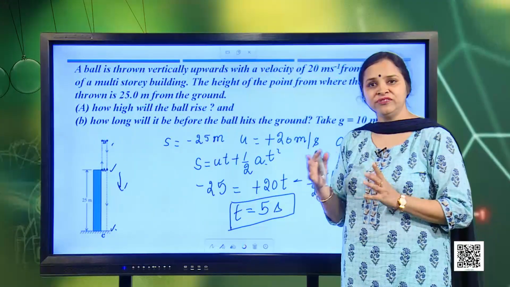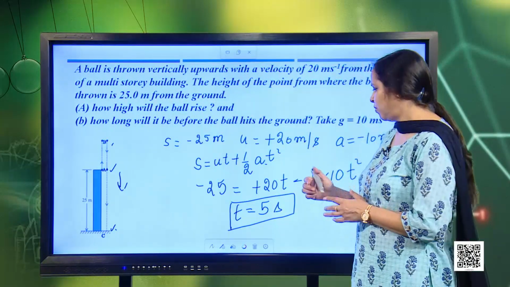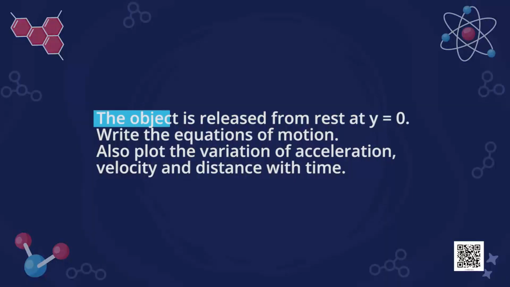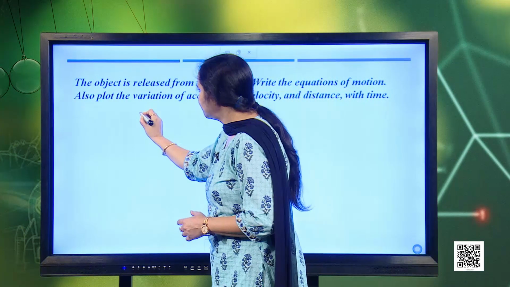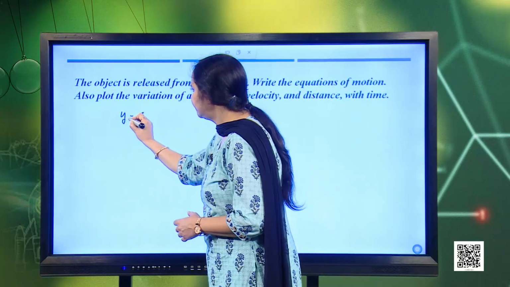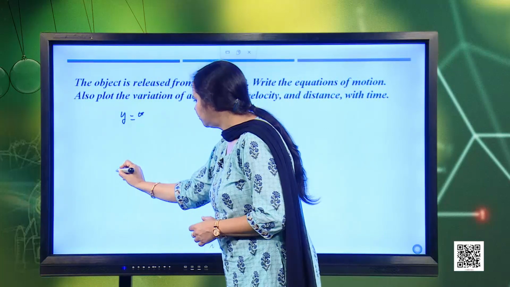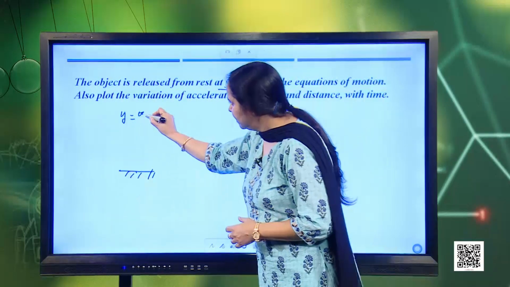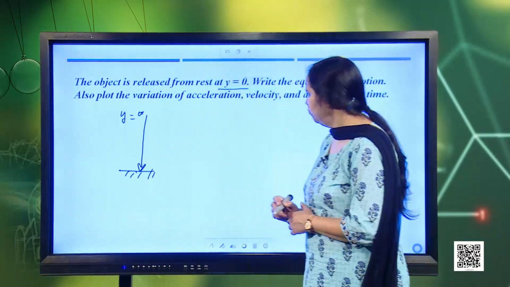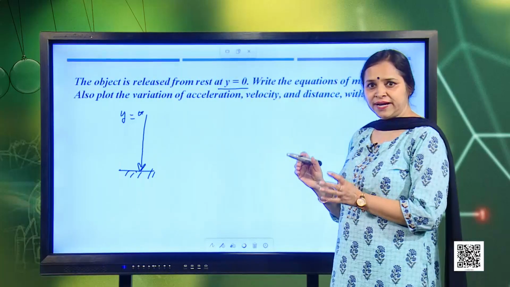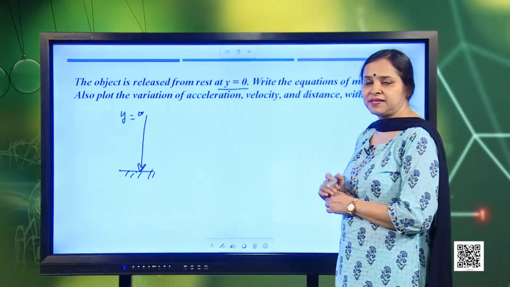Now, let us consider one more situation wherein we can also plot the graph for the motion under free fall. Suppose the object is released from rest at y is equal to 0. So I consider that the body or object is released from this point, and this reference point is taken as the origin, which is equal to 0. Obviously it is going to fall under the influence of gravity, somewhat like this. So we need to write down the equations of motion for this situation.